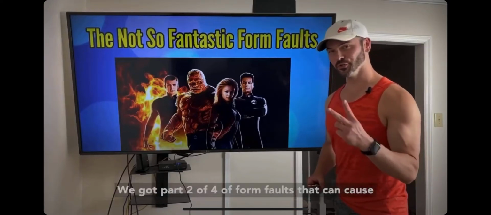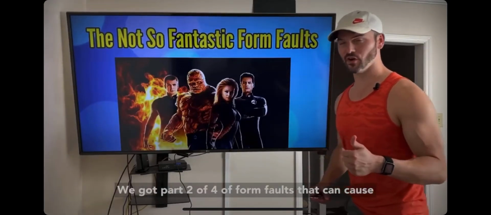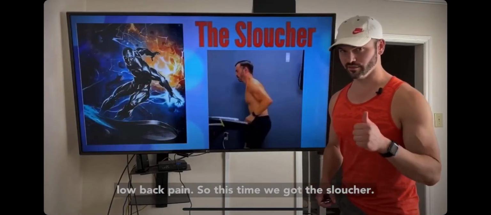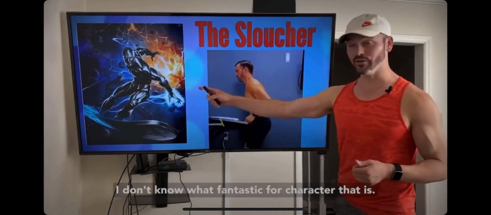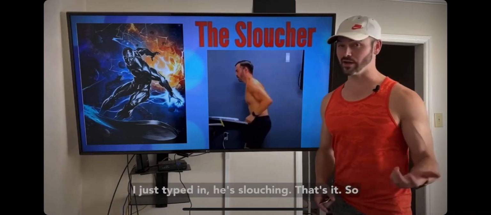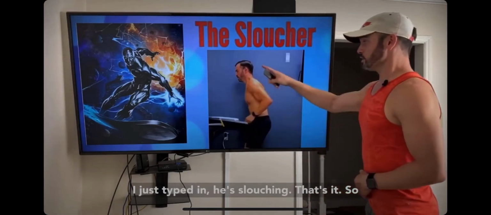All right, we got part 2 of 4 running form faults that can cause low back pain. So this time we got the Sloucher. I don't know what Fantastic Four character that is. I just typed in, he's slouching, that's it. So what does this look like?